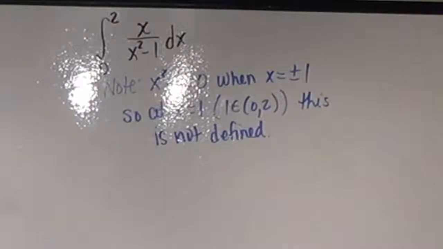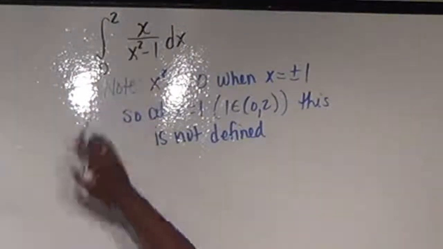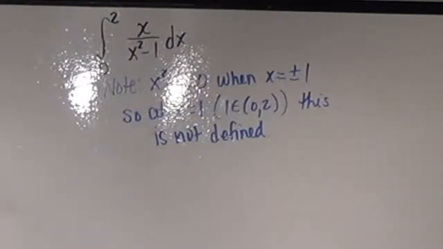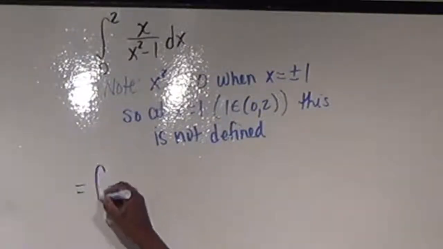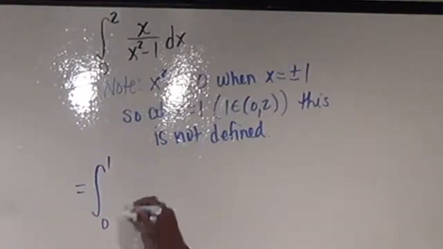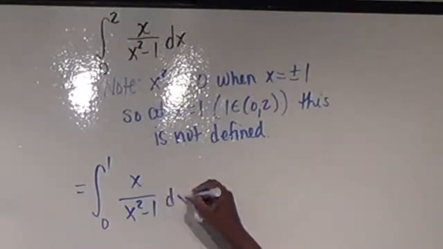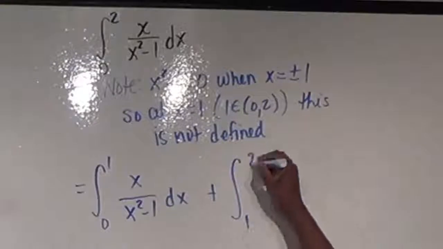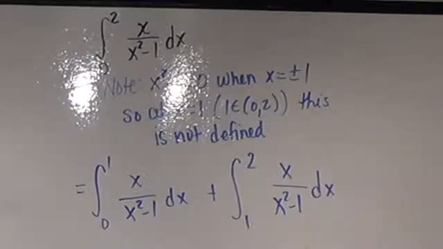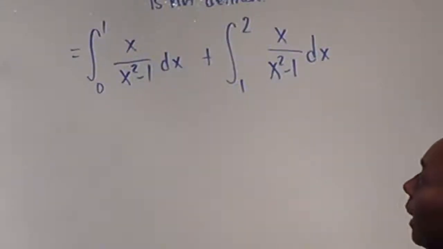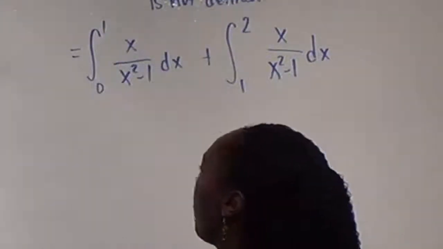In this case, because it's not defined at 1, again, this doesn't necessarily mean that the integral diverges. What this means is I need to break this up, just like we did with the area problems, and look at each half of the interval. So I'm going to start by breaking this up. It's going to be the integral from 0 to 1 of x over x squared minus 1 plus the integral from 1 to 2 of x over x squared minus 1. And again, we do that because 1 is the problem area.